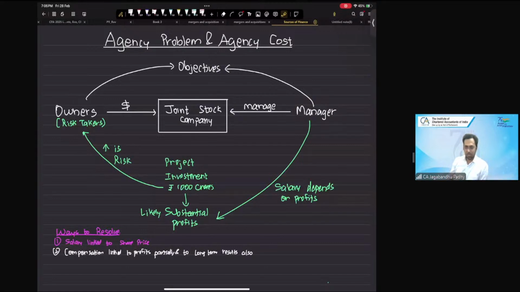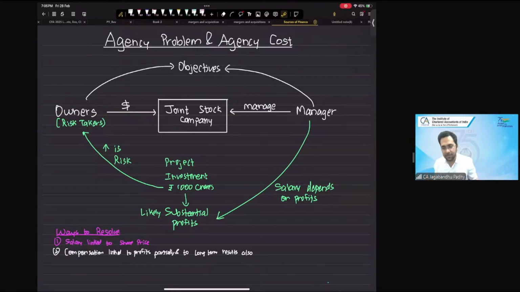So on one side, we have the owners, or the risk takers, and on the other side, we have the managers. In most cases, these two persons are different. Owners and managers are totally different persons. And that's where we say it's the case of a joint stock company. In a joint stock company, money comes from the owners, and management is undertaken by the managers.